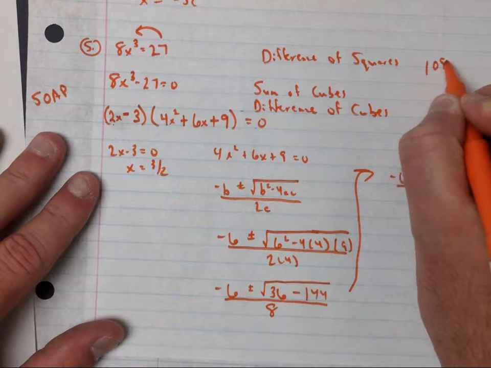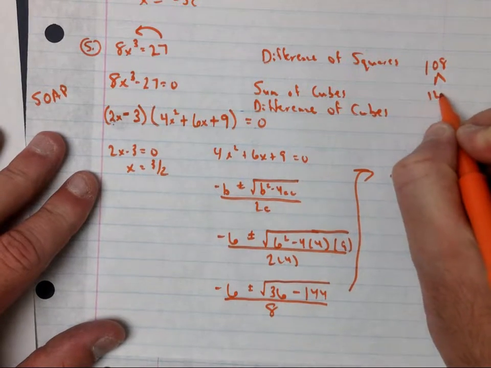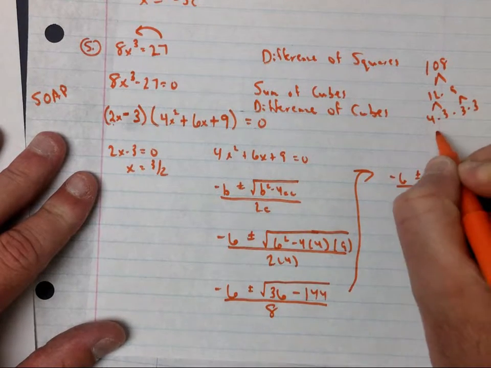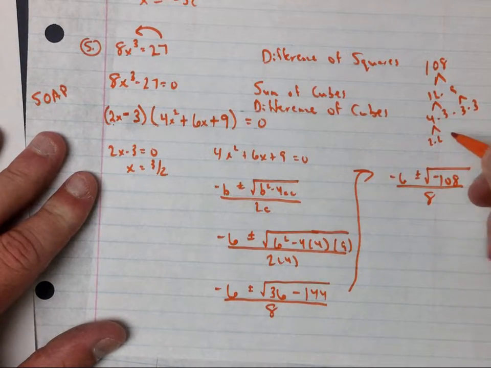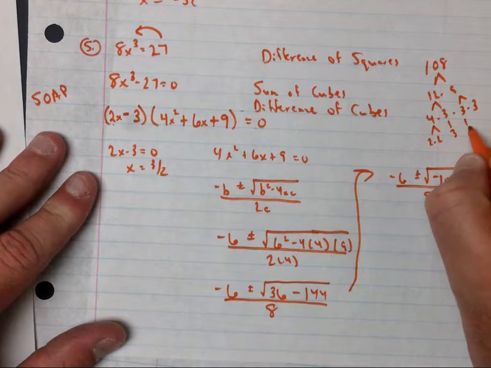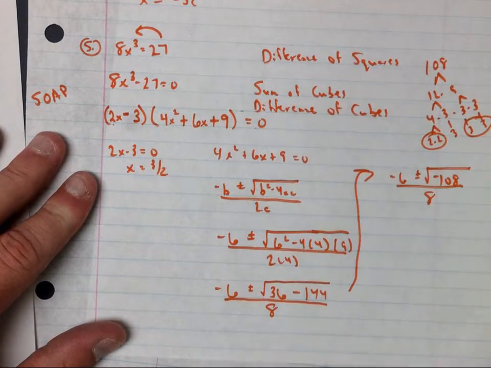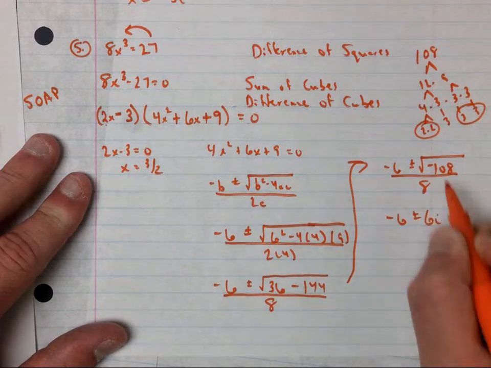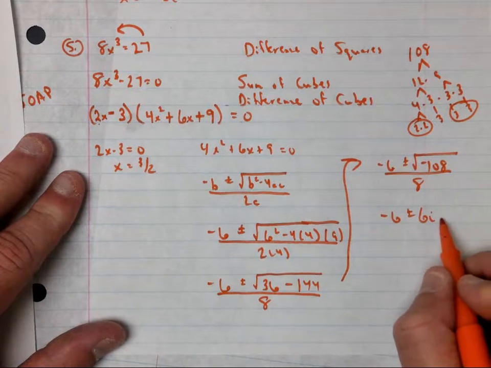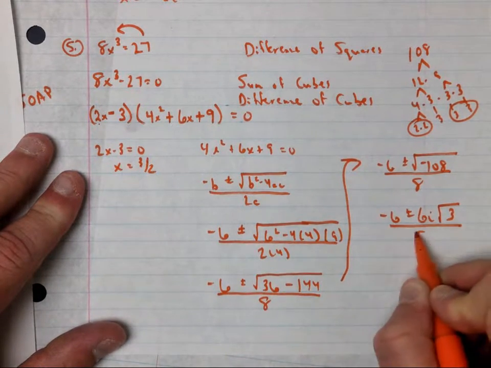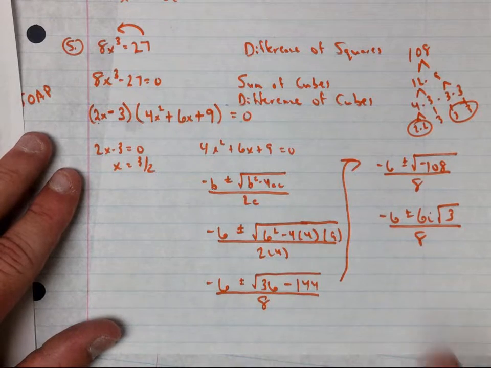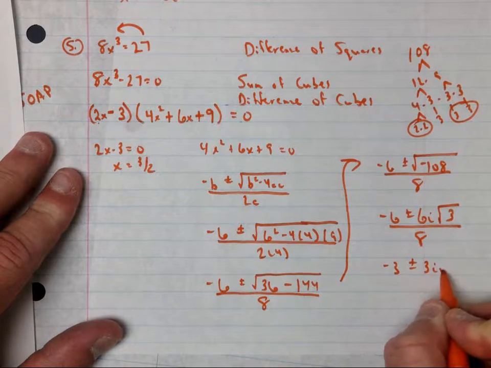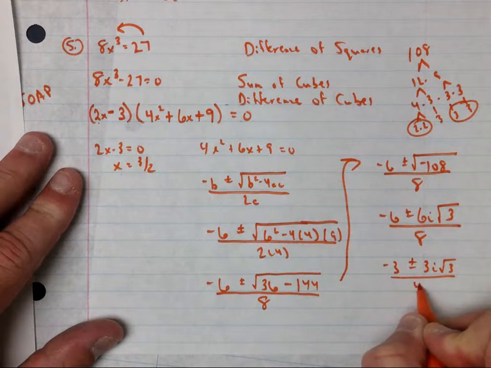I'm going to come over here and do a factor tree. That's 12 times 9. 12 breaks down to 4 times 3, 9 down to 3 times 3. A pair of 3's and a pair of 2's. So 2 times 3 is 6. I bring that out with an i to combat that negative. Now, before I submit this, I can take something out of all three of these numbers. I can take a 2 out, so it's negative 3 plus or minus 3i all over 4.